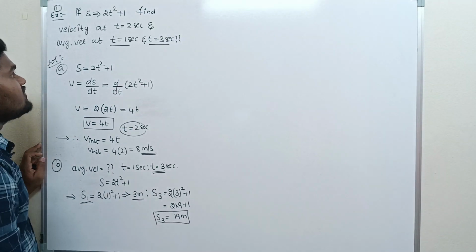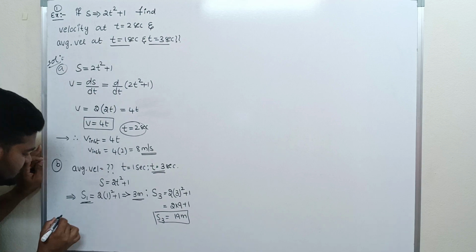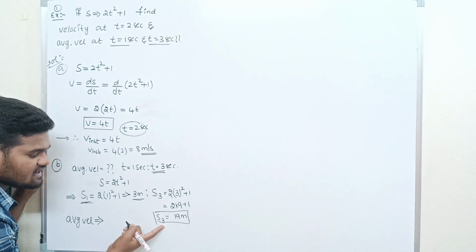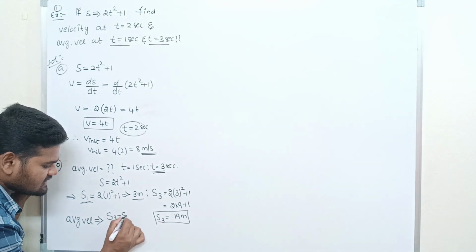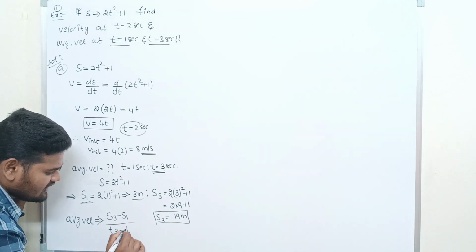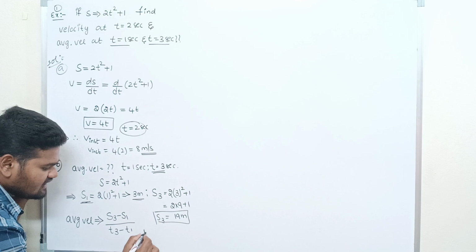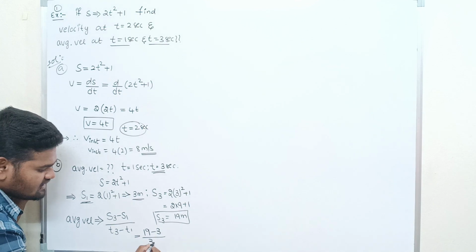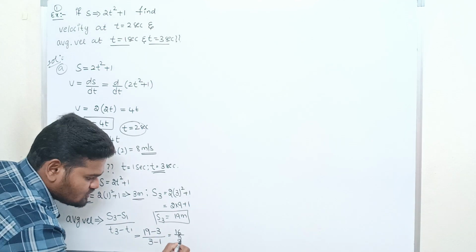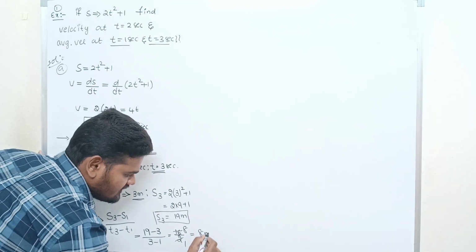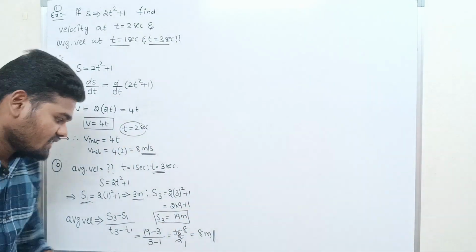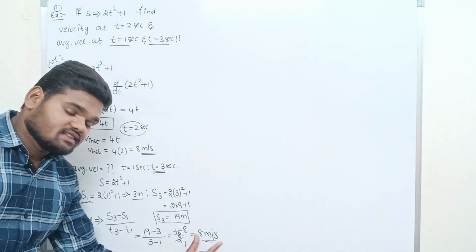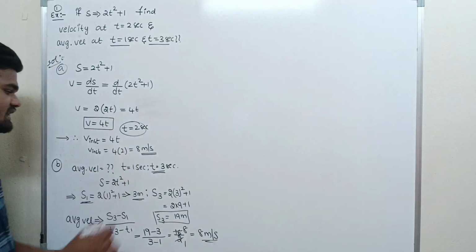Now what we have to find is the average velocity. So what is average velocity? Average velocity is equal to displacement over time, that is S3 minus S1 divided by T3 minus T1. So this is equal to 19 minus 3 divided by 3 minus 1. So 16 by 2, 2 eights are 16, so we get 8 meters per second. So this is the average velocity. SI units are meter per second. So this is the average velocity, and this is the instantaneous velocity.